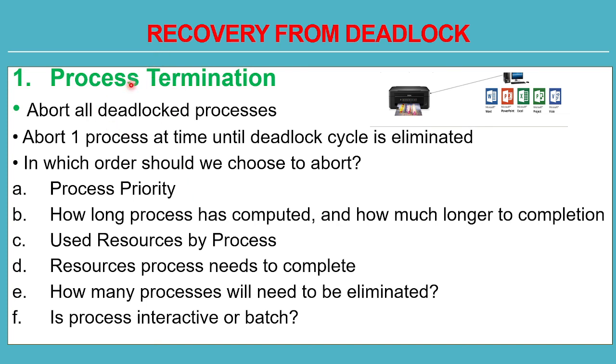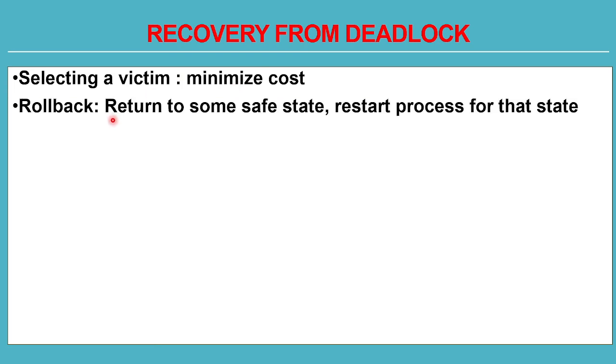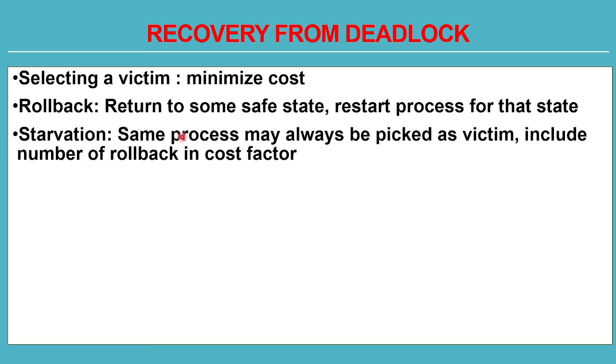Process termination is one way of recovering from deadlock. Then you can select the victim to minimize the cost of recovering from deadlock. You can even roll back, that is, return to some safe state and restart the processes from that state. Or you have to consider starvation, that is, the same process may always be picked as a victim, so include the number of rollbacks in the cost factor. Then the second way to recover from deadlock other than process termination is resource preemption.